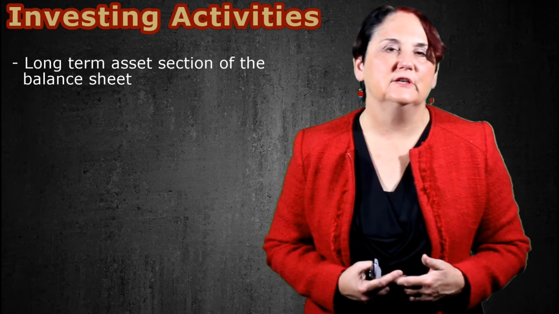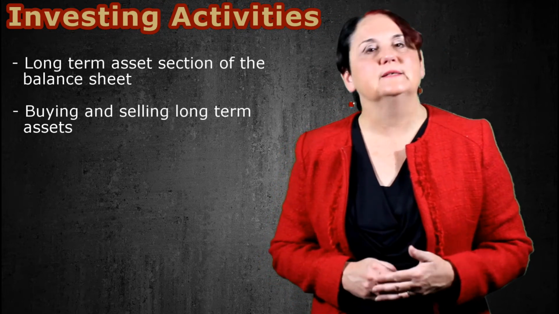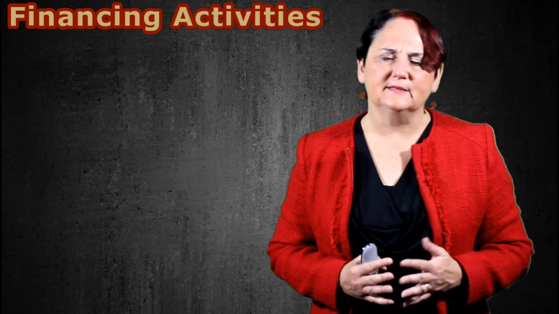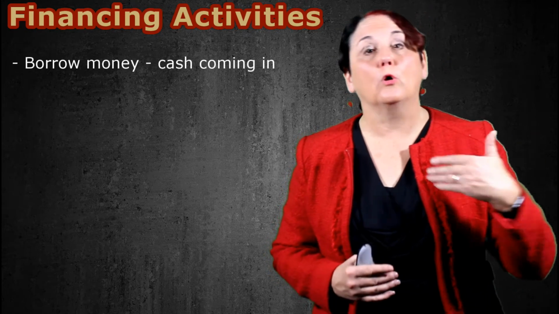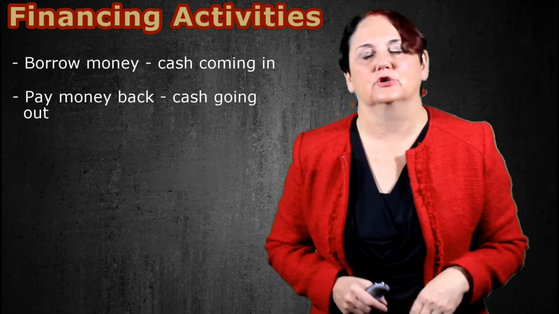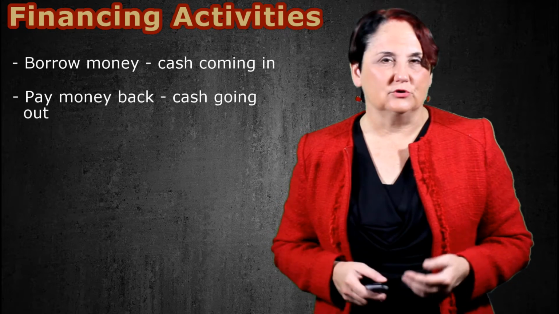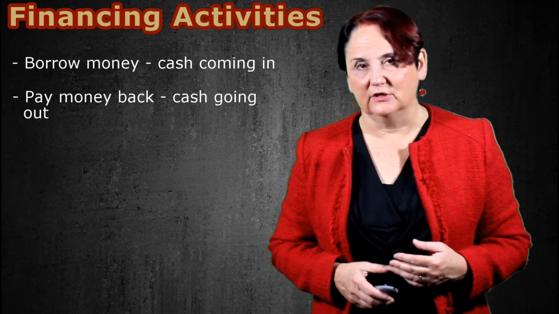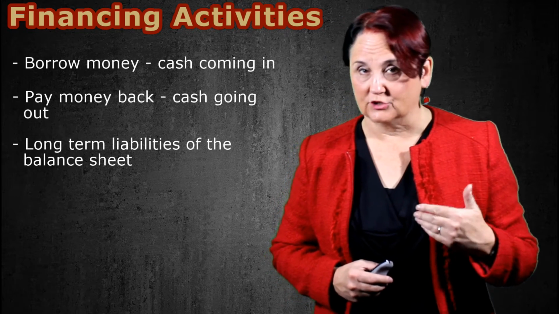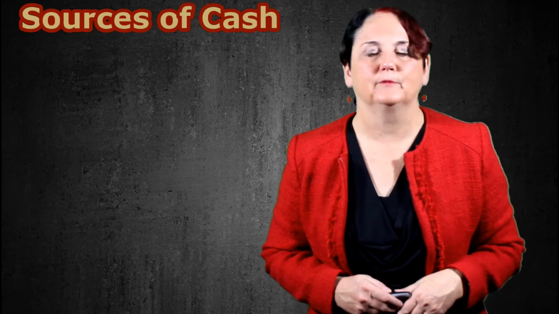So the investing activities are about buying and selling assets, the long-term assets. Your financing activities are when you borrow money, that's cash coming in. When you pay money back, that's cash going out. So those are the two things you normally see under financing activities. And this is the long-term liability section of the balance sheet that's accounted for here.